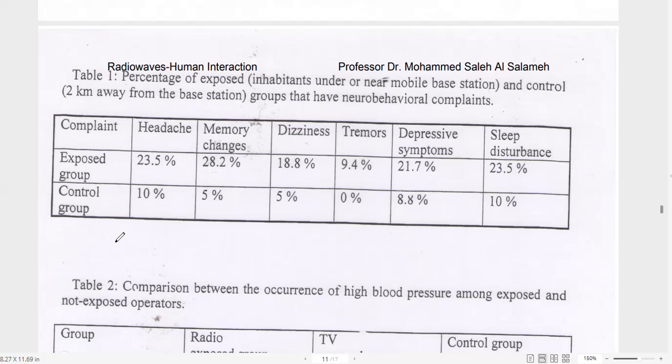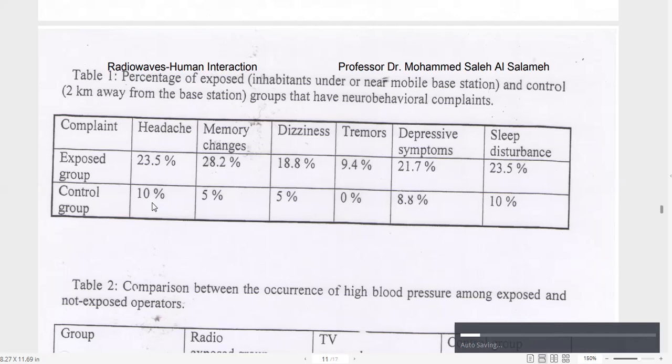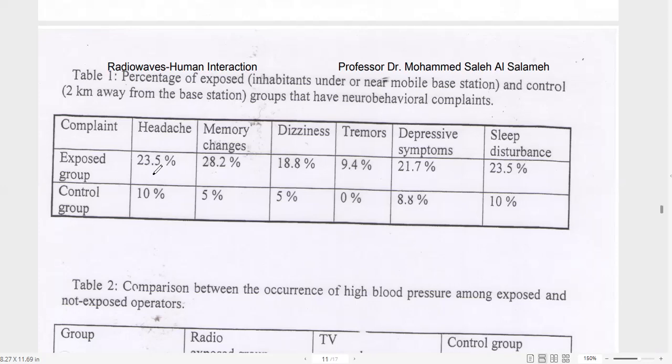And we compare the behavioral complaints. The exposed group, the headache: 23.5% of the exposed group that lives near the tower complain of headaches, whereas only 10% of the people living far away from the tower complain of headaches. So the increase might be associated with proximity to towers. Then sleeping. Now, memory changes.